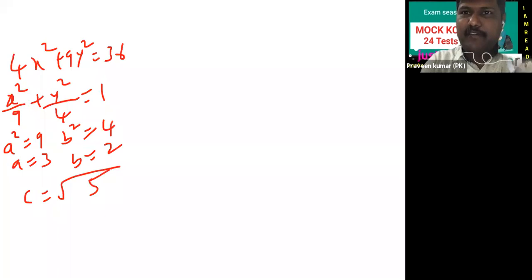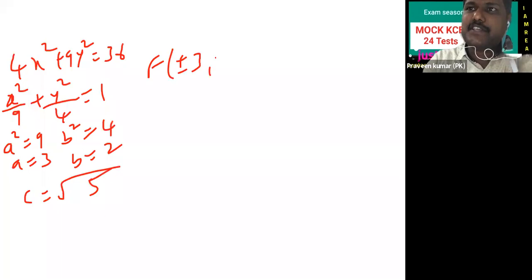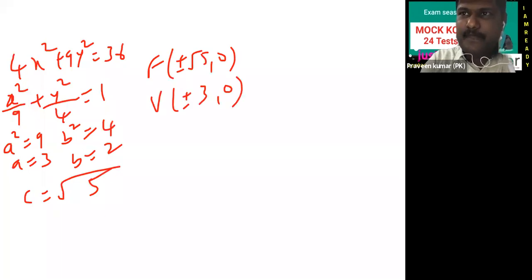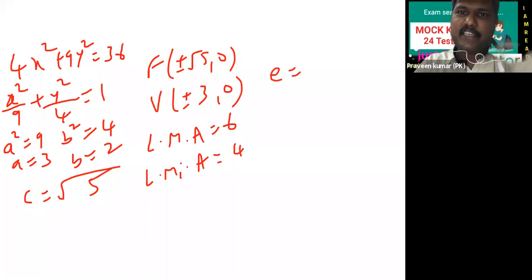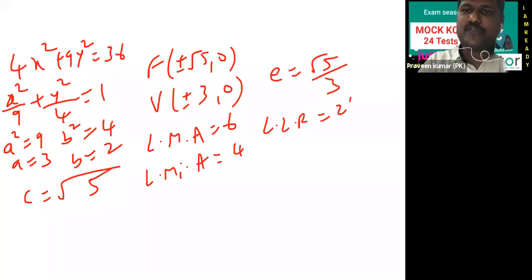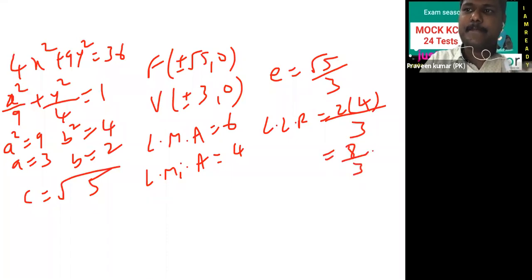Got everyone's answer? Focus is how much? Plus or minus root 5 comma 0. Vertex plus or minus 3 comma 0. Length of major axis 2a, 2 3s are 6. Length of minor axis 2b, 2 2s are 4. Eccentricity c by a, root 5 by 3. Length of latus rectum 2b square by a, 2 into 4 by 3, 8 by 3. Understand? That's it, my dear students.